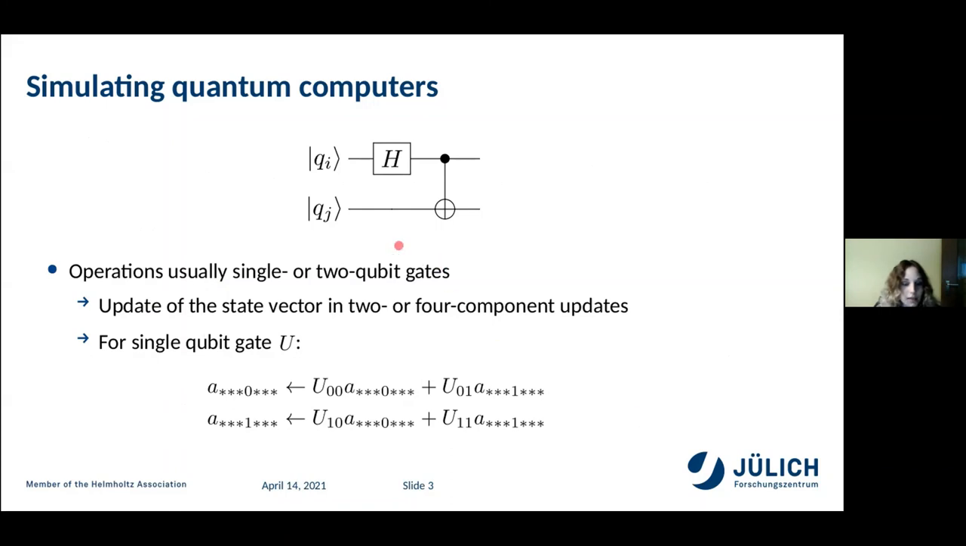And how do we simulate then these gates? Luckily the gates are usually one or two qubit gates. So basically we can do all these gates by just doing 2 or 4 component updates of the state vector. So we don't need the full 2 to the n by 2 to the n matrix, but we only need the coefficients of the gate. For example, if we have a single qubit gate, then we have 4 coefficients. So we only need those 4 coefficients, and then of course the amplitudes that these connect. These stars here represent all the other bits, and for a single qubit gate, we need 2 amplitudes and these 4 coefficients to update these 2 amplitudes. And then we have to do this for all these combinations of the other bits. So we basically go through the full state vector.